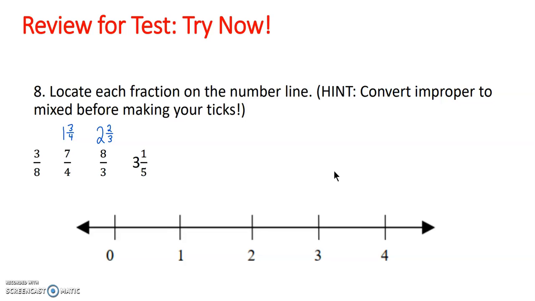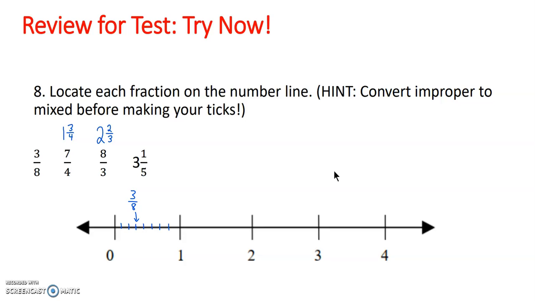So I'm going to start with 3/8. That's between 0 and 1. So I'm going to divide into 8 pieces. So I'm going to make 7 ticks. So 1, 2, 3, 4, 5, 6, 7. And it's 3/8. So I'm going to go to my third one. 1, 2, 3. So right there is where we're going to have 3/8.